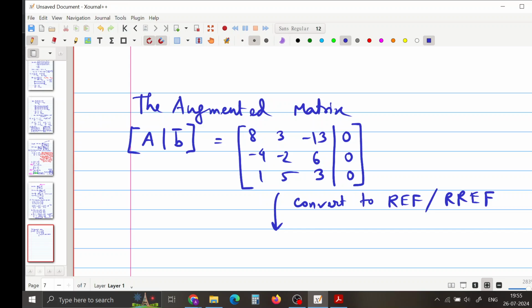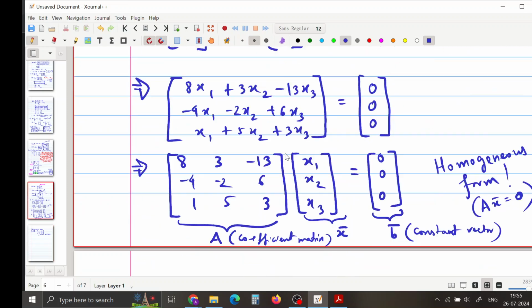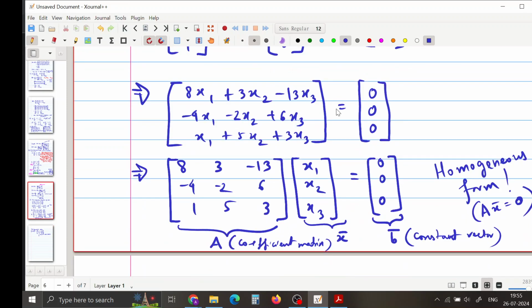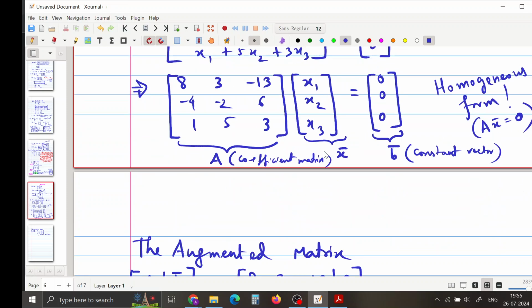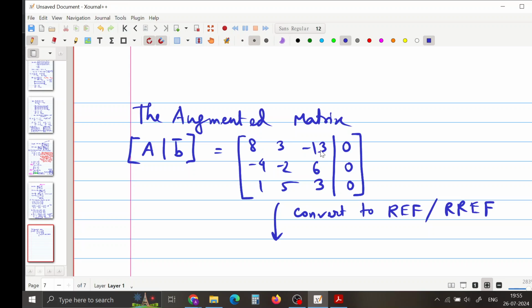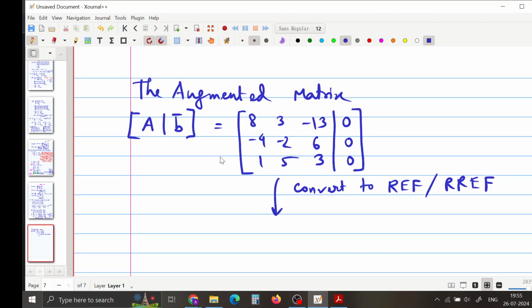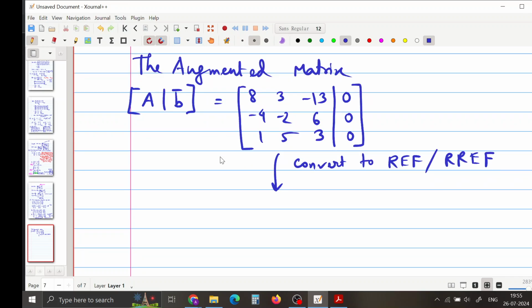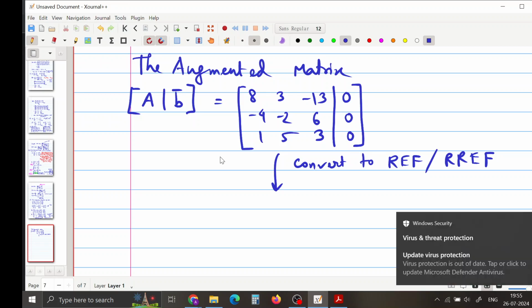Why are you converting? Because you want to simplify. These are essentially the three equations: 8x1 plus 3x2 minus 13x3 equals 0, similarly minus 4x1 and so on. These are the three equations in three variables that you want to solve. But solving it isn't straightforward. So we do this row reduction using Gaussian elimination to get a much more simplified form, which is easier to solve.